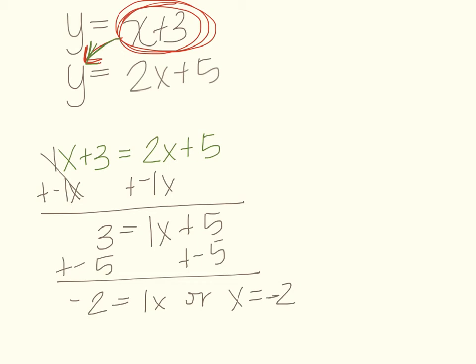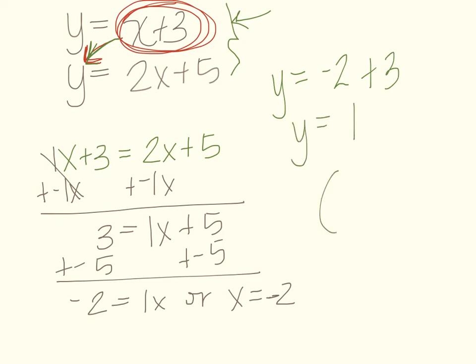Now remember, we have to have an ordered pair. So you have your x, now you need to solve for your y. So you're going to go back to your system, and you can pick either one. It doesn't matter. I'm going to pick the top one, and I'm going to solve for y. So I'm going to say y equals, now I know x is negative 2, plus 3, so that therefore y equals 1. So my ordered pair is negative 2, 1. I'm just substituting in.